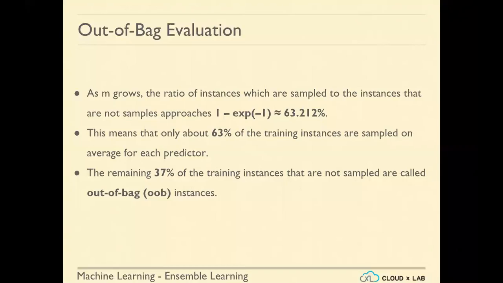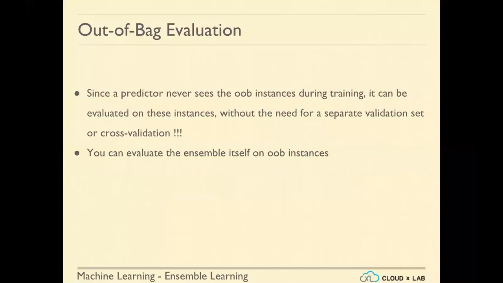The important part is that when the data size grows, there are a huge number of instances that could be left out in the case of bagging. Therefore, we can utilize those by testing on those left out ones. Since the predictor never sees the out of bag instances during training, it can be evaluated on these instances without the need of a separate validation set or cross validation. You can evaluate the ensemble itself on the out of bag instances.